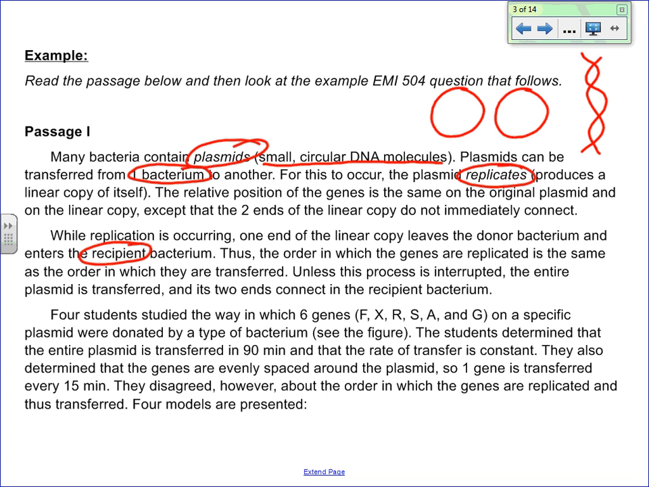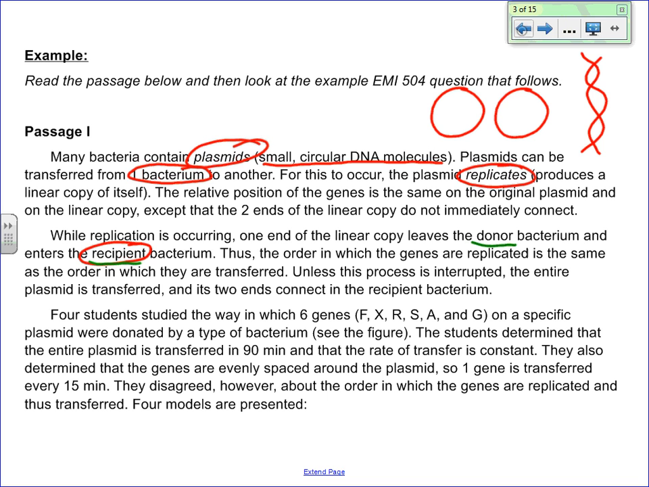A donor bacterium gives away the DNA, whereas the recipient bacterium receives it. You can actually see part of the word receive in that phrase there. Here's the root of that word: receive. Excellent. Let's take a quick review and make sure we understand what's actually going on with these bacteria.